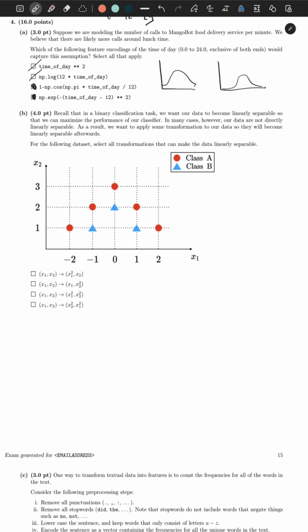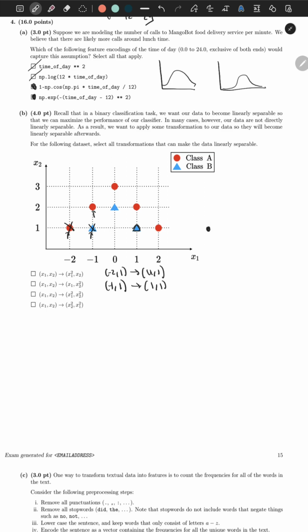So if we just look at each of our points, for example, this point here, we have negative 2, 1. If we apply the transformation, this becomes 4, 1, because we're squaring x1, which is negative 2, and negative 2 squared is 4. So we get a new point here, 4, 1, and I'm just going to cross out this point because it would no longer be there. Then for this triangle point, we get negative 1, 1, and if we apply the transformation, we get 1, 1. So it'd be this triangle point here. So we no longer have that point.